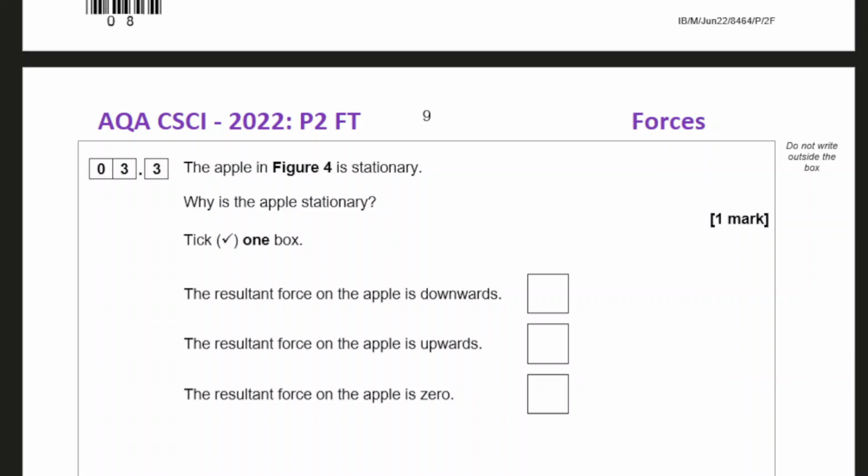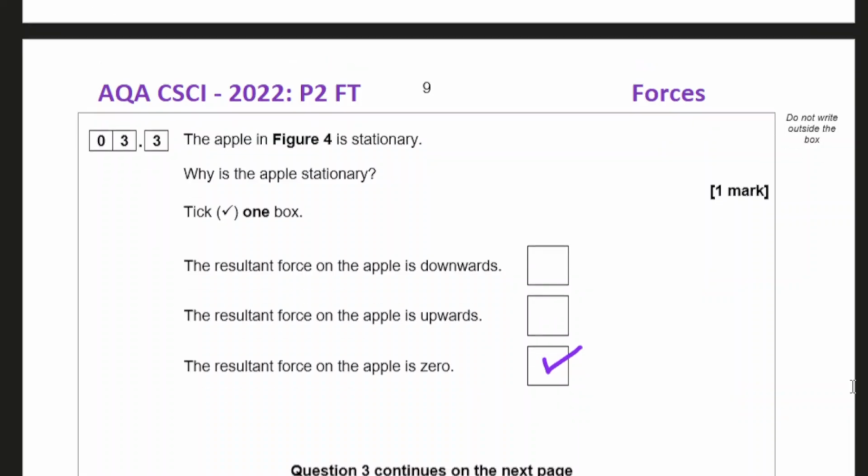The apple in figure 4 is stationary, which means it's not moving. Why is the apple stationary? The resultant force on the apple is downwards. The resultant force on the apple is upwards. Both of those options are not correct. It's the third one. The resultant force on the apple is 0. Now, objects will only move if there is a resultant force on it, in the direction of the force. So it's because it's stationary, it's not moving. That means the resultant force on the apple is 0.